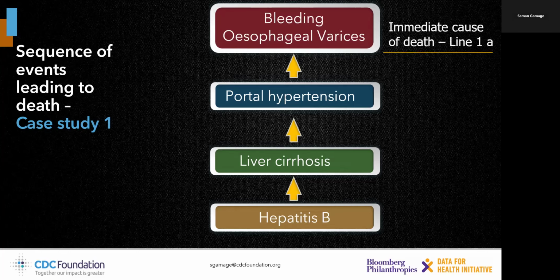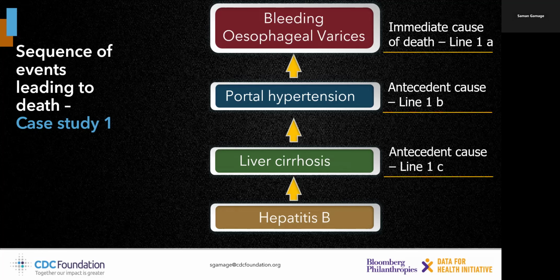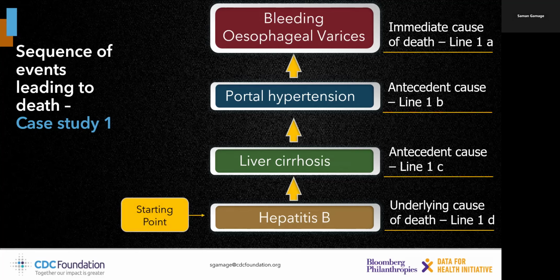So bleeding esophageal varices will be reported in line 1A as the immediate cause of death. Portal hypertension is reported as an antecedent cause in line 1B, and we can also name this an intervening cause. Liver cirrhosis is reported in line 1C as another antecedent cause, and the underlying cause of death is hepatitis B, which is reported in line 1D. Here is the starting point, the underlying cause of death, and this is the terminal event.